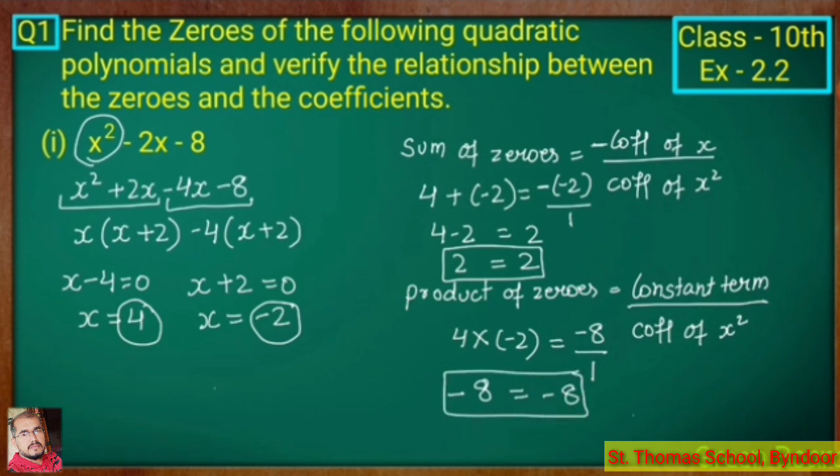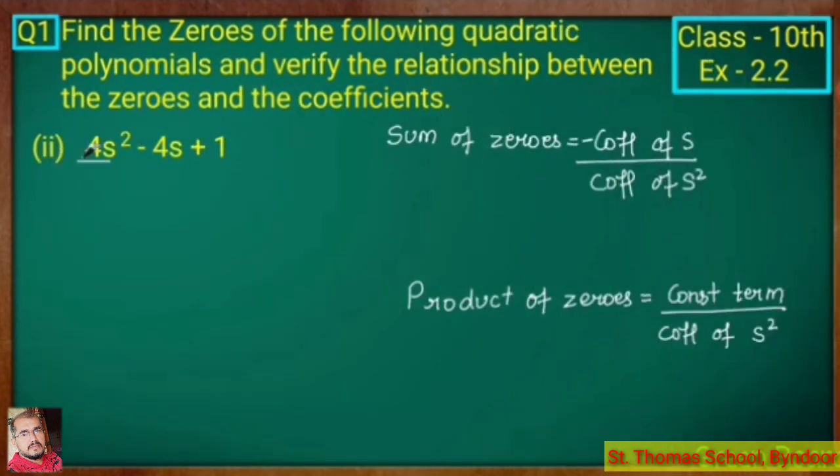Now I'll move to the second problem: 4s square minus 4s plus 1. This is also in the standard form. Using the middle term splitting method, I have to split minus 4s into two terms, minus 2s and minus 2s, plus 1, the last term. So minus 4s can be written as minus 2s and minus 2s.